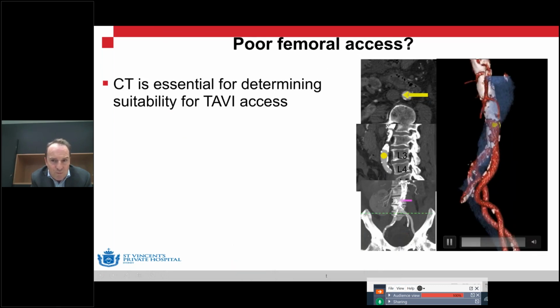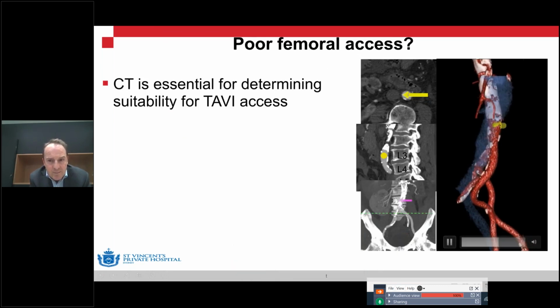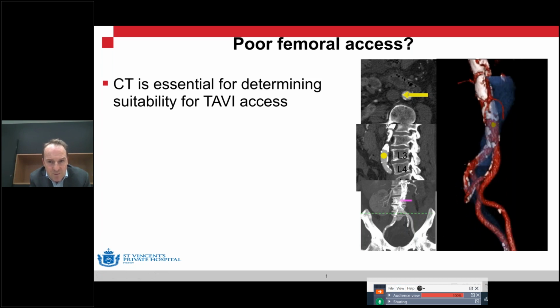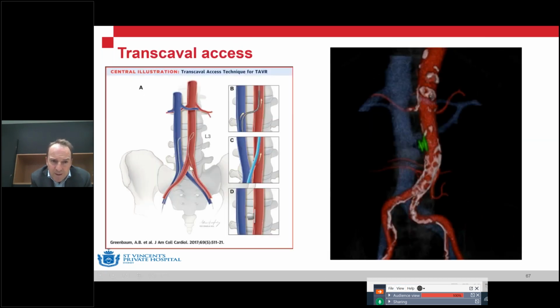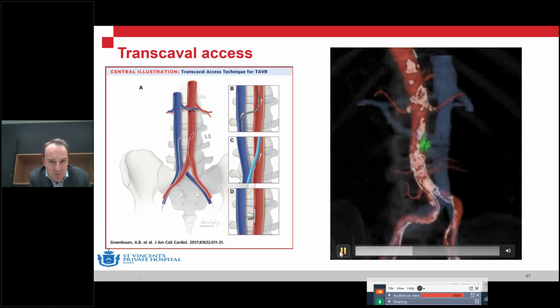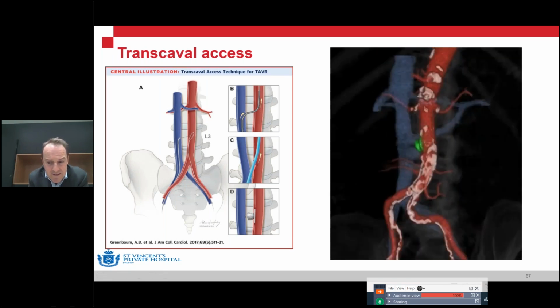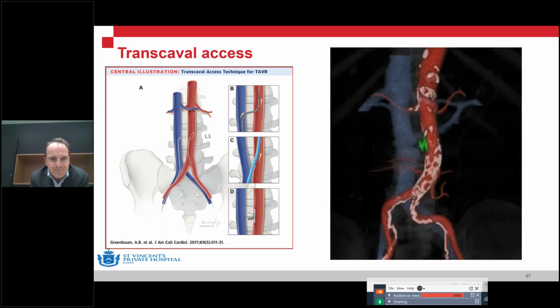This lady had very poor femoral access on CT, but with some careful CT planning, we were able to find a point where we could cross over from the inferior vena cava into the aorta and place a tube from the IVC punctured across into the aorta. Then on the right-hand side, you can see afterwards, we put a plug in the aorta to close that and successfully treated her valve.